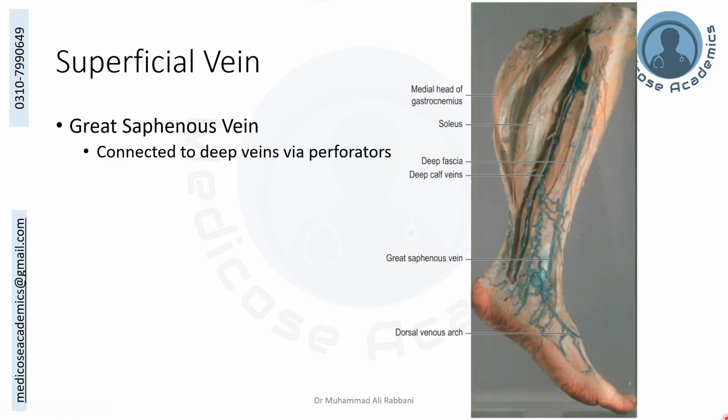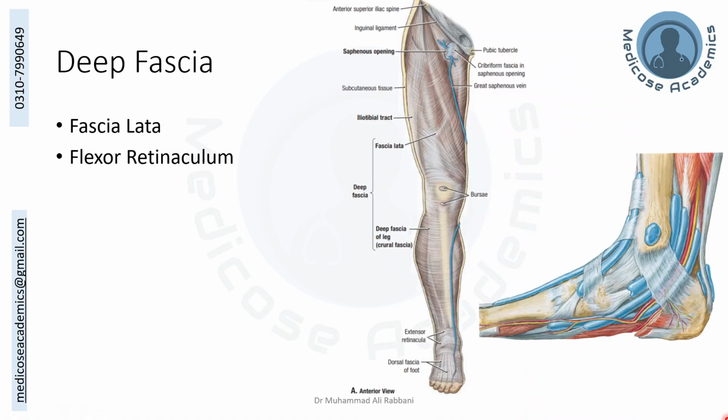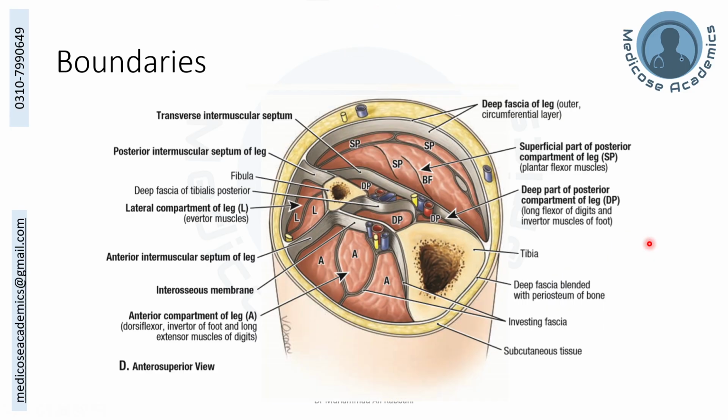It will have superficial veins, similar perforators connecting to the deep veins and to the superficial great saphenous vein and so on. Deep fascia is covered by fascia lata throughout, and the special modification here is this flexor retinaculum running between calcaneum and medial malleolus. We will go into further detail in a separate lecture for the retinaculum.